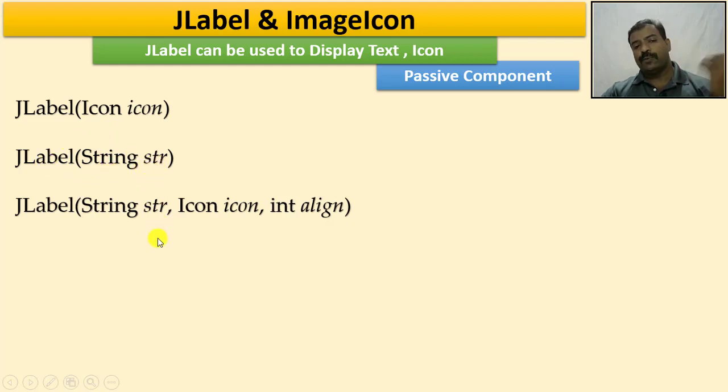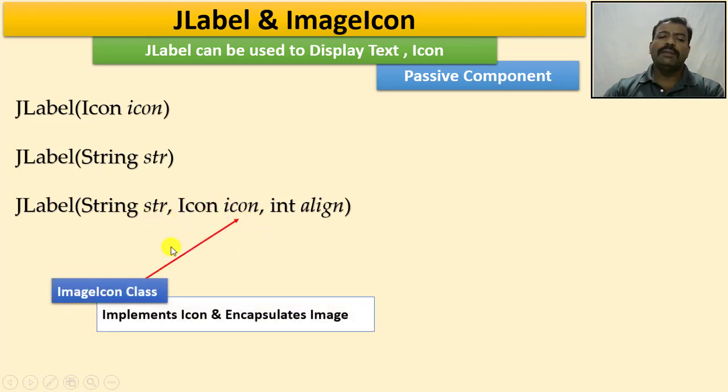And now if I want to put both the textual information as well as an image, I'm going to use the third type of constructor, and I'm going to say align. That is how exactly the icon should be aligned along with the text I'm going to put. Hence, this is the alignment between these two that I'm going to use.